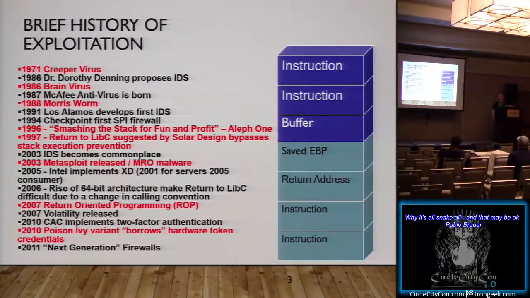In 2011, we get the first instance of quote-unquote next-generation firewalls. Notice that that doesn't actually address any of the previous things that haven't been mitigated yet. So we still have problems with return to libc exploits. We still have problems with return-oriented programming. And we still have problems with two-factor authentication being taken advantage of by malware.